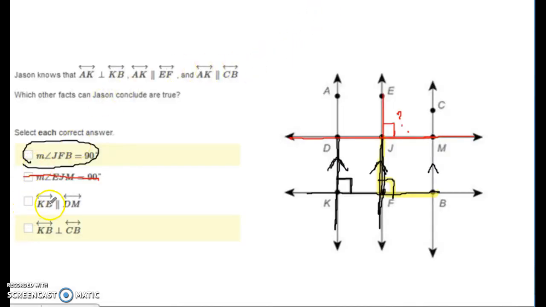Okay, so the next one, KB is parallel to DM. So here's KB, and here's DM. And again, we're not given that they're parallel, and we don't know any of these angles up here, so we just don't have enough information to say that those are parallel. Just because they look it doesn't mean they are.